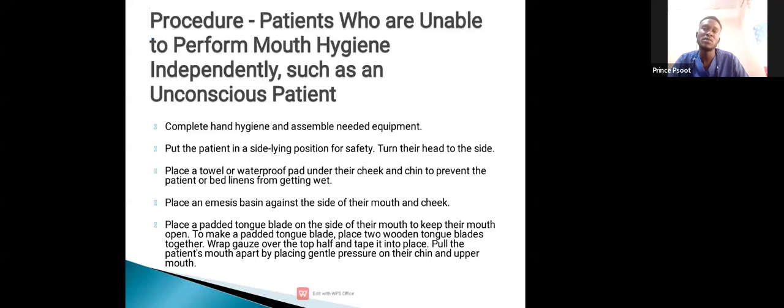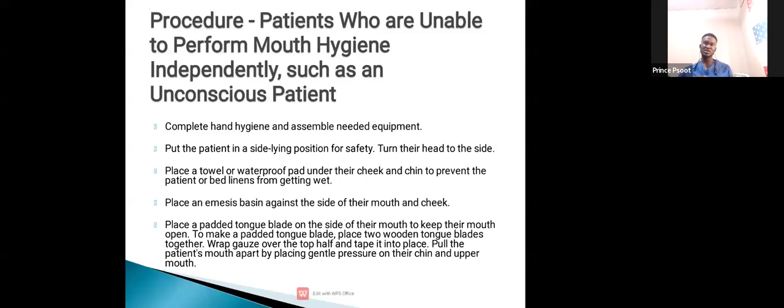Now, how do we perform this procedure for people who are unable to perform mouth hygiene independently, such as a patient who is unconscious? The first thing we do is complete hand hygiene and assemble the equipment. Then you put your patient in a side-lying position for safety. Then you turn their head to the side. You place a towel or a waterproof pad under their cheek and chin to prevent the patient or the bed linens from getting wet.